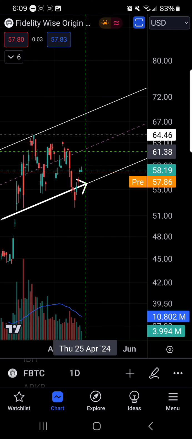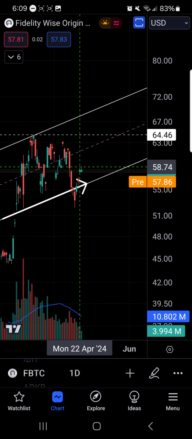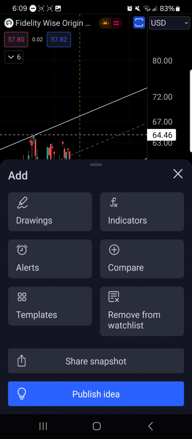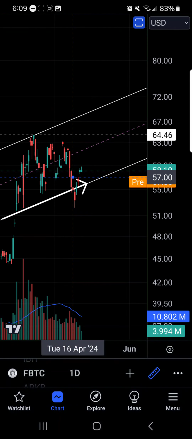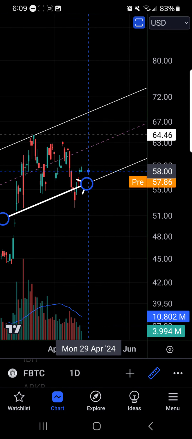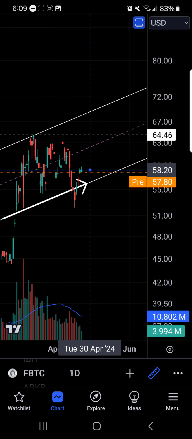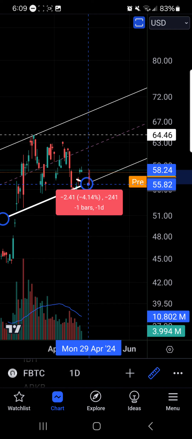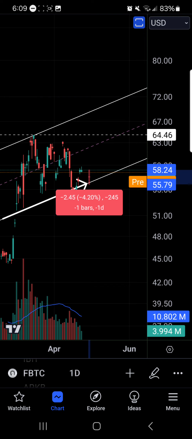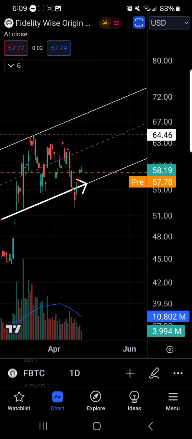So during the week, I don't think we would see more than right there, down to the bottom of this parallel channel, about a 4% move before Friday.